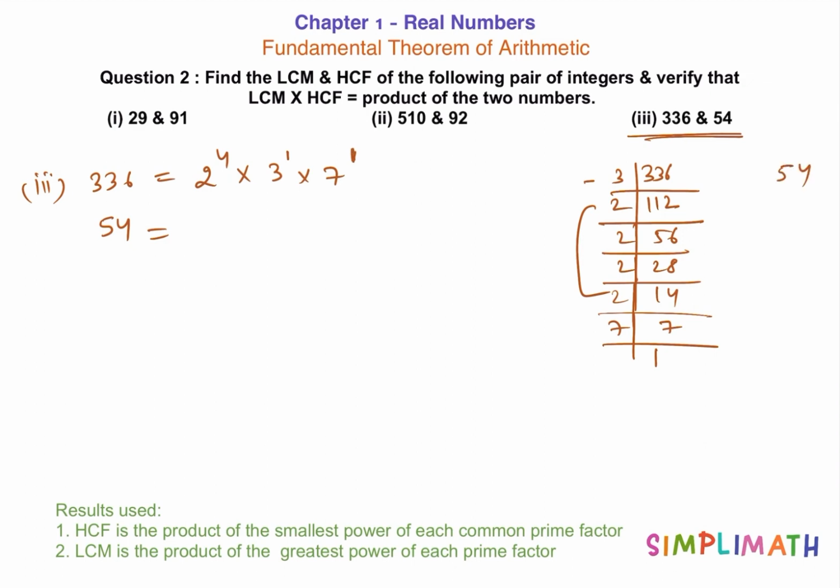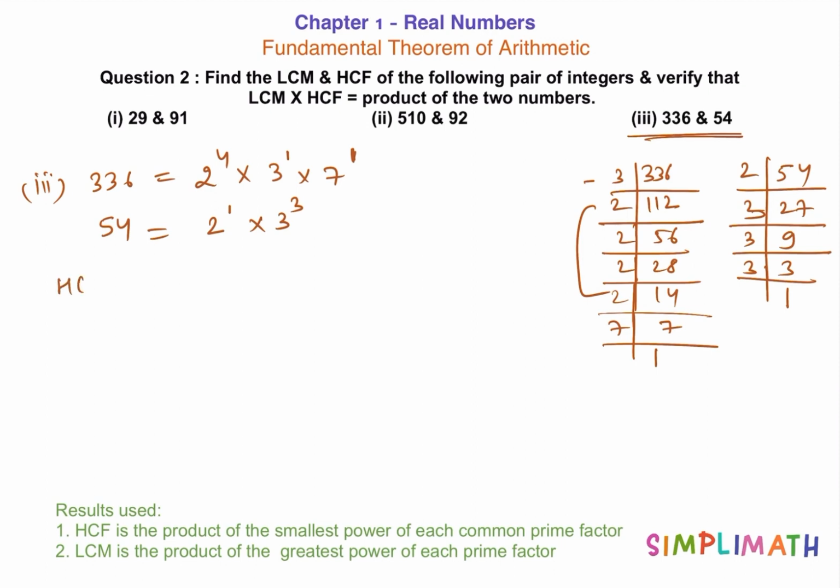Now let's find the prime factors of 54. Let's divide by 2, we get 27. If we divide by 3, we get 9. If we divide by 3, we get 3. Again by 3, we get 1. So 54 can be written as 2 to the power 1 into 3 to the power 3.